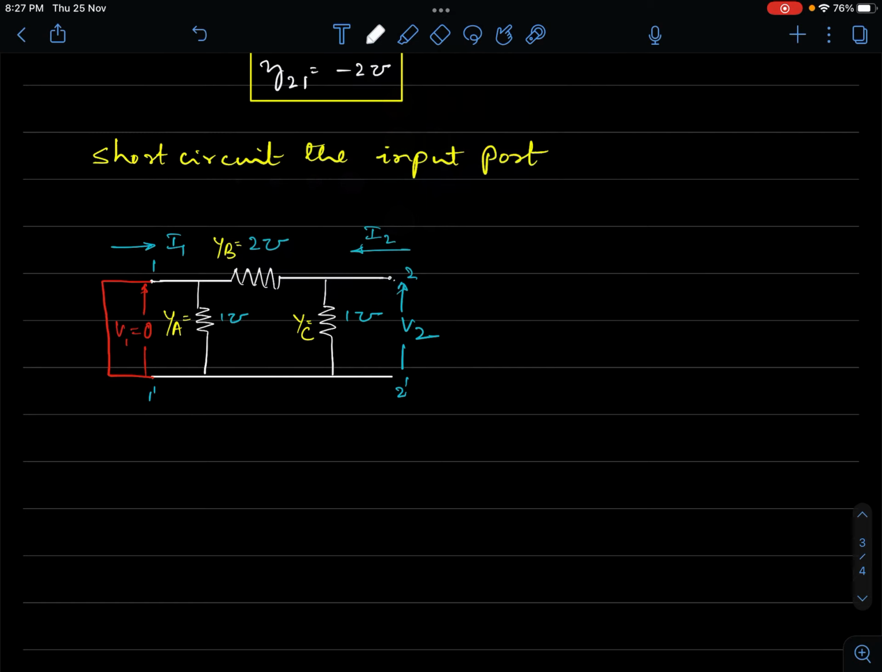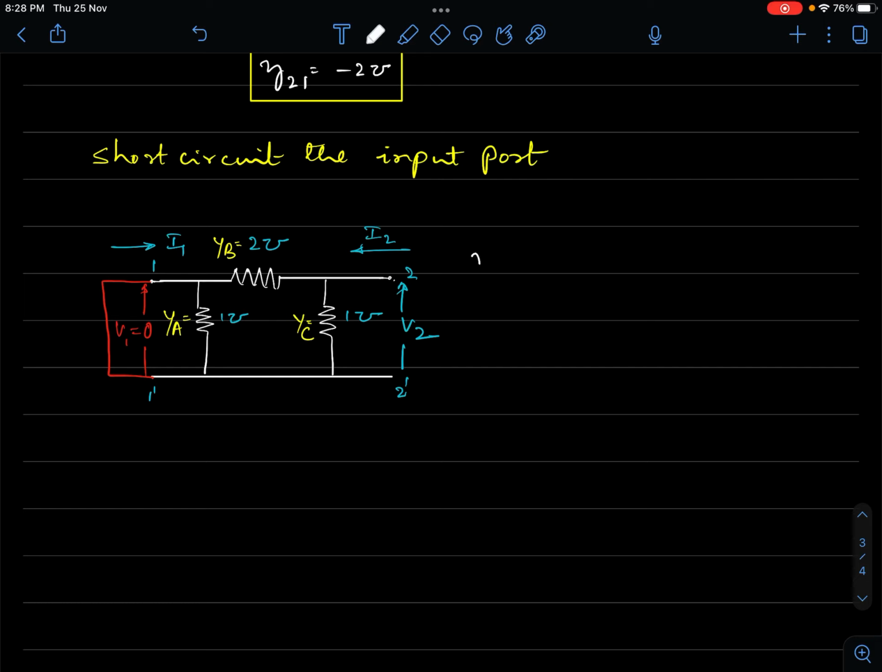Okay, now how do we proceed? Now we will determine the other two quantities, right? So what is Y22? We know that Y22 is the ratio of I2 to V2 with V1 equal to 0, right? So we can easily see what it is. If you look at this network, V2 is the voltage available. So the current I2 will enter this point and it will split between YC and YB. The current which flows via YB will pass through the short circuit and come back to the supply. So YB and YC, these two admittances are in parallel, right?